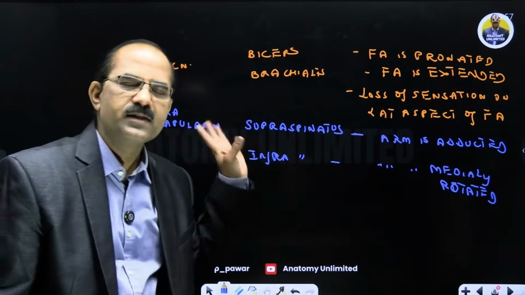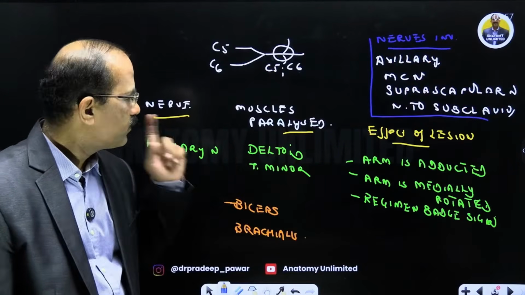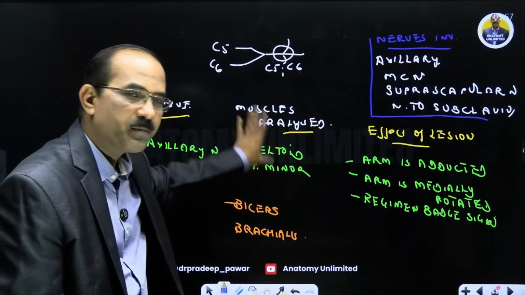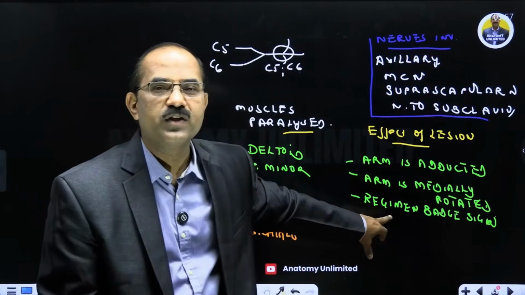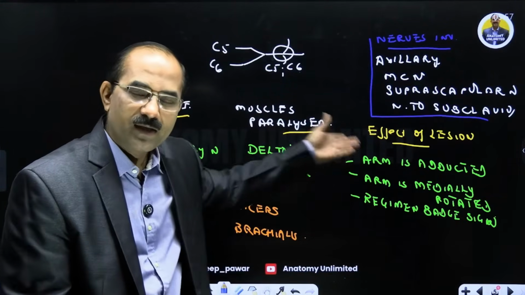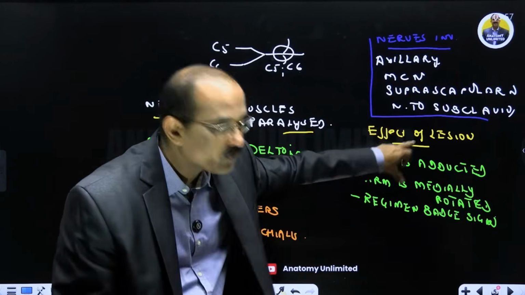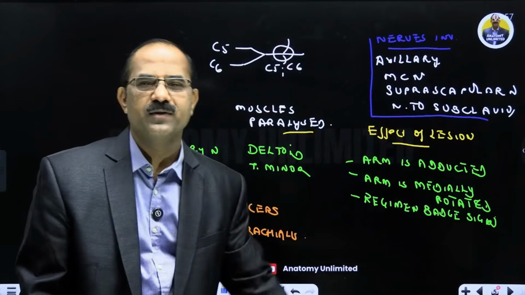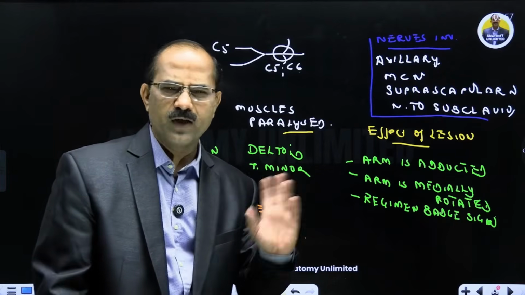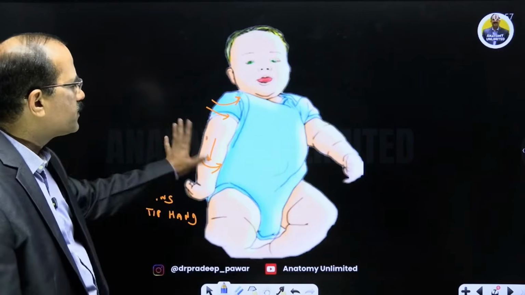ठीक है बच्चों, ऐसे आपको लिखना है. वापस बोल रहा हूँ. See again I am telling you, these muscles are paralyzed and this is the effect of lesion. ये नहीं तो आपको लगेगा ये action of muscles है. ये action of muscles नहीं है. This is the effect of paralysis. तो क्या action क्या होता है forearm का? Fine, perfect. So that's about the Erb's paralysis.